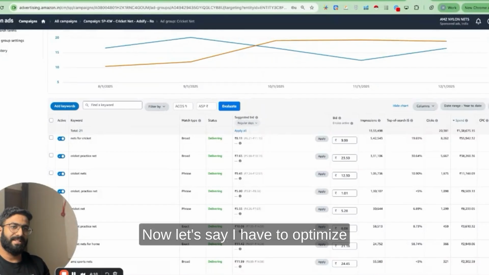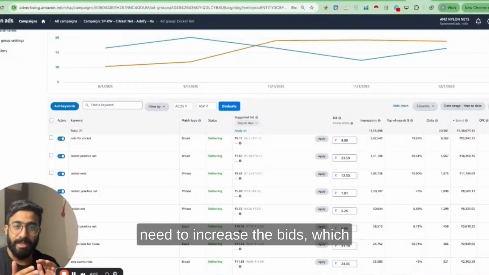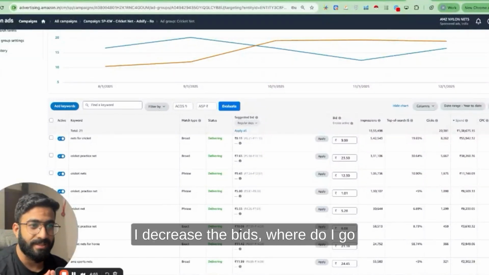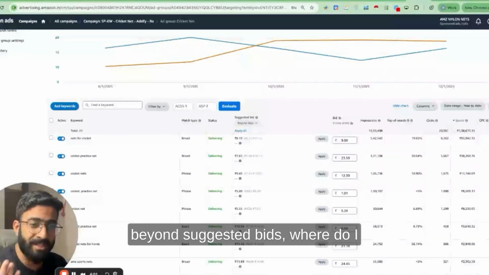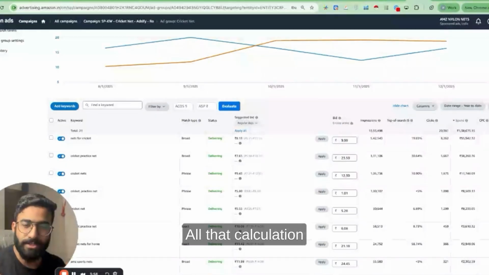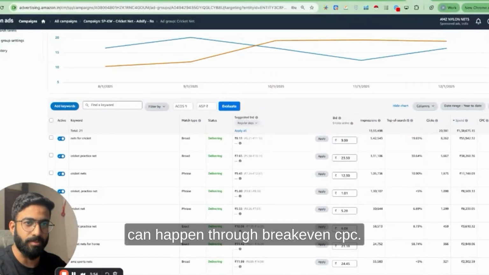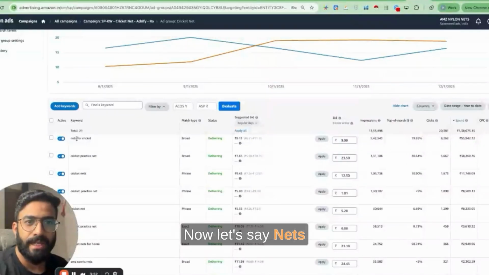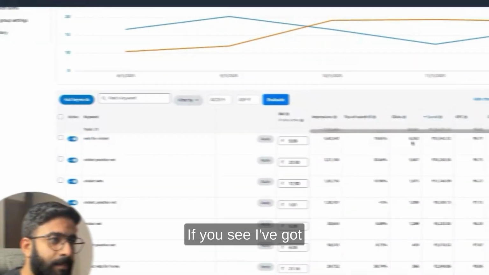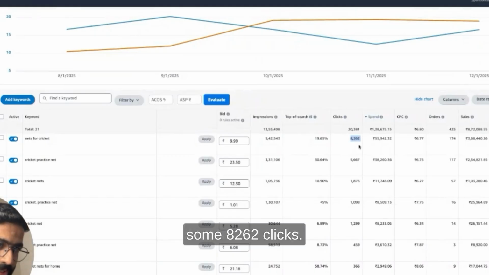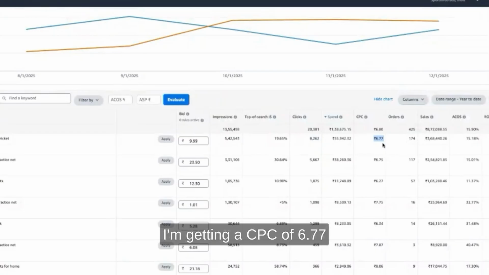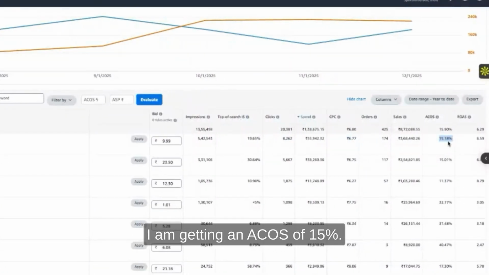Now, let's say I have to optimize this campaign and see where do I need to increase the bids, which keyword I need to leave, which keyword I need to chase, where do I decrease the bids, where do I go beyond suggested bids, where do I reduce down. All that calculation can happen through break-even CPC. Now, let's say nets for cricket, right? If you see, I've got some 8,262 clicks. I'm getting a CPC of 6.77. I am getting an ACoS of 15%.